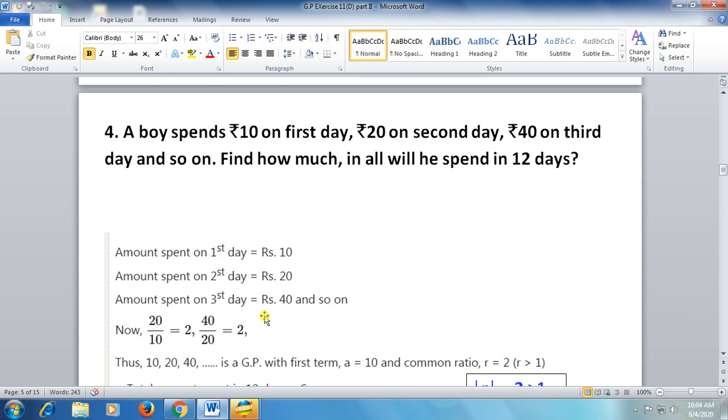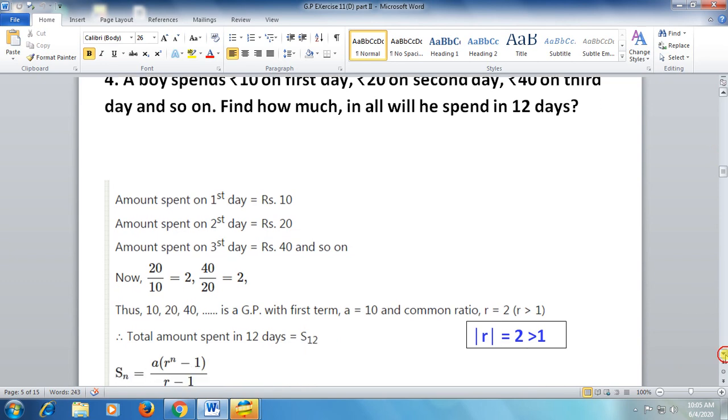Question number 4. A boy spends rupees 10 on first day, rupees 20 on second day, rupees 40 on third day, and so on. Find how much in all will he spend in 12 days. So amount spent on first day is rupees 10, on second day rupees 20, and on third day rupees 40, and so on. If we calculate this, 20 by 10 is equal to 2, then 40 by 20 is equal to 2. As the common ratio is the same, we can solve this problem by using geometric progression.